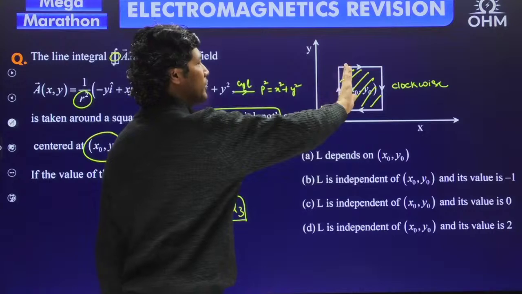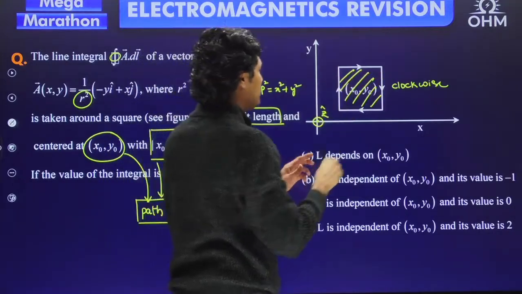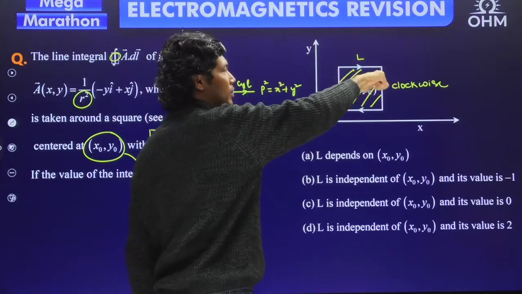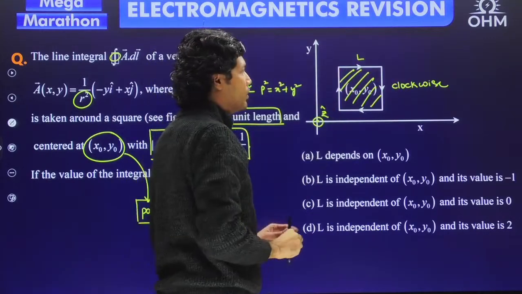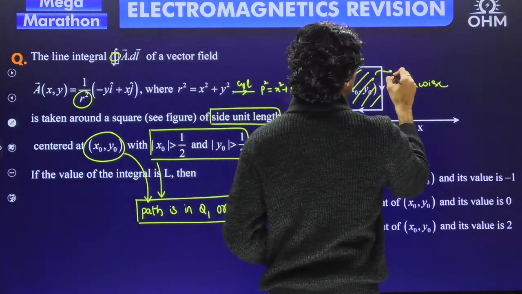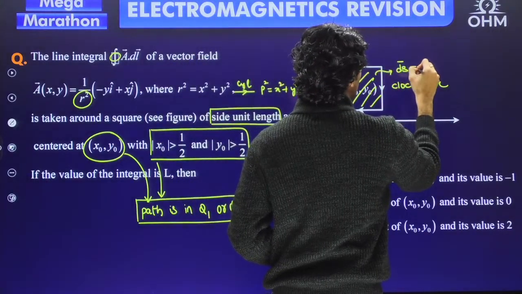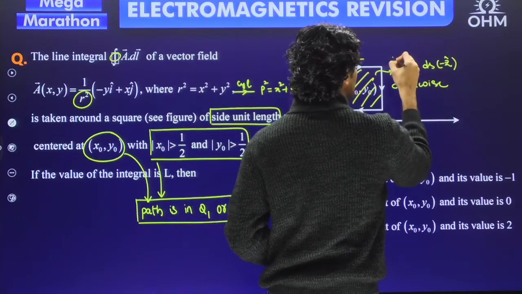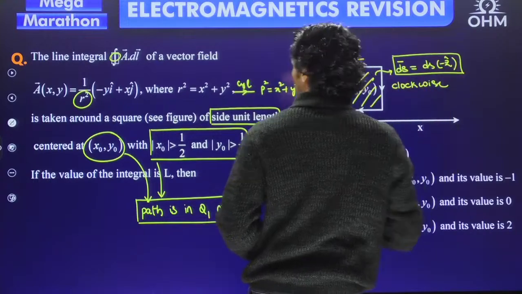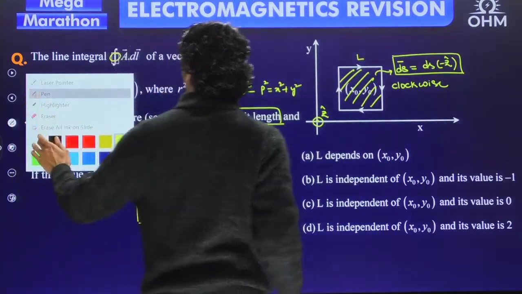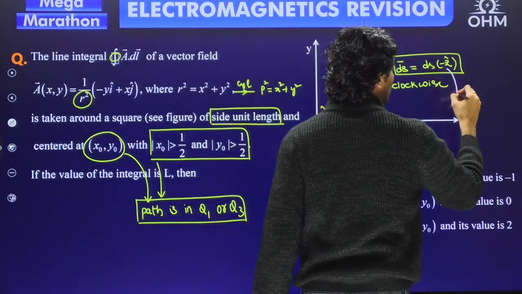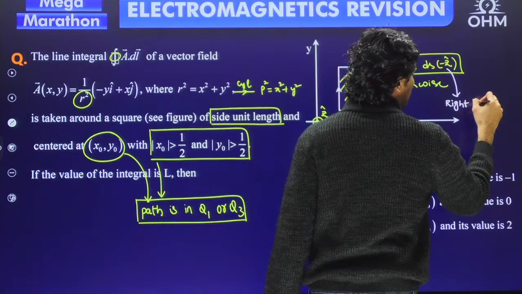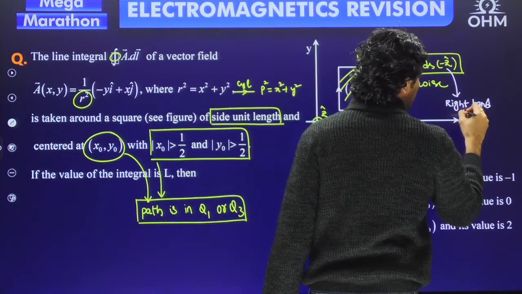When you curl your fingers in the direction of the path given to you, maybe this path is called L, the fingers point in what direction? Into the board. So because of that, in this case, if I take the differential surface area ds bar, this becomes equal to ds times, what is the direction? Minus z cap. Why minus z cap? Because of the so-called right hand thumb rule.